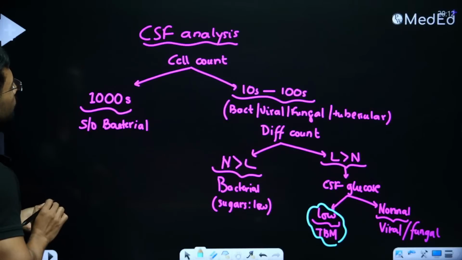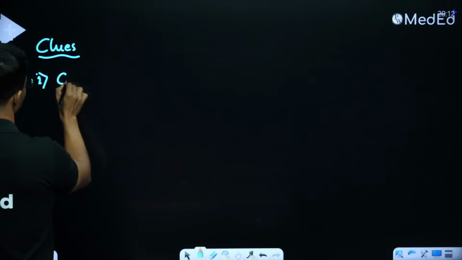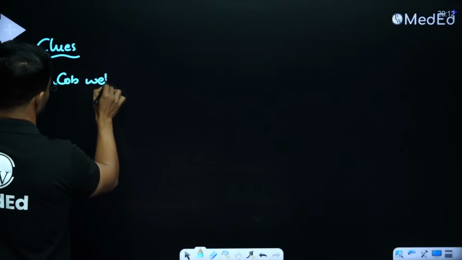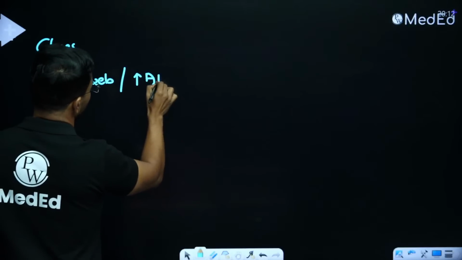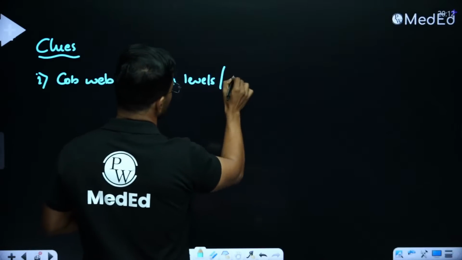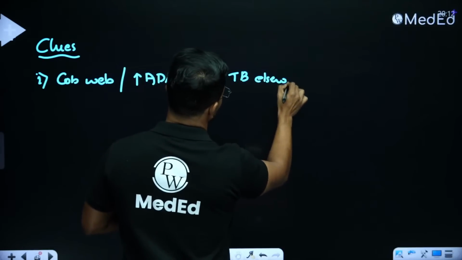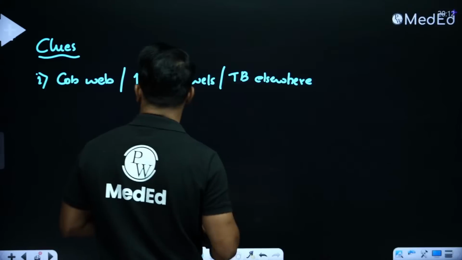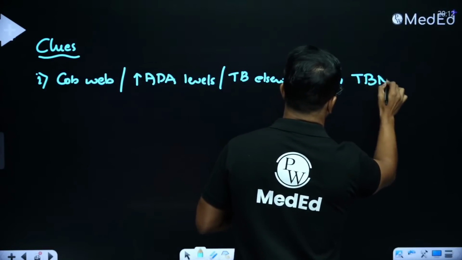So we'll just make a list of clues that examiners give in case of meningitis, right? Clues. So if the question is talking about SI formation on the test tube, or elevated serum or elevated CSF adenosine deaminase levels, or presence of TB elsewhere in the body, like it's a known case of pulmonary TB, known case of extrapulmonary TB, now presenting with features of meningitis, think of tubercular meningitis.